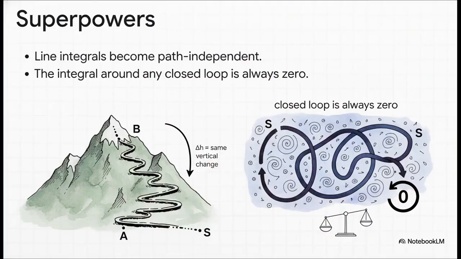And finding that function gives our field two awesome superpowers. First, like we said, line integrals become path independent. It doesn't matter what route you take. A great way to think about this is hiking. Your total change in altitude only depends on where you start and where you end, right? Not the specific trail you took to get there. It's the exact same idea. And second, the line integral around any closed loop, any path that ends where it began, is always zero.